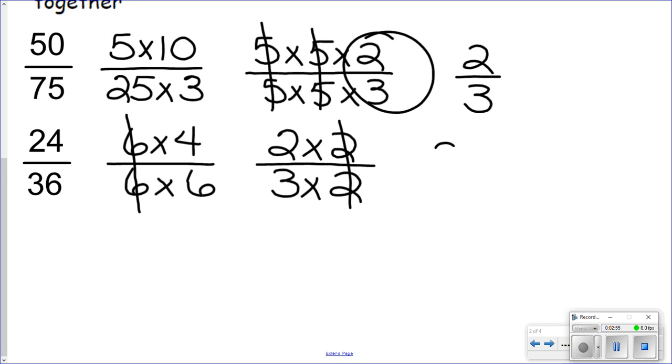I'm left with 2/3. It is just a coincidence that both of these simplify to 2/3. The numbers that you're crossing off do not have to be up and down from each other. They could be diagonal. So I could have, in this example, crossed off these two. I would have still been left with 2/3.